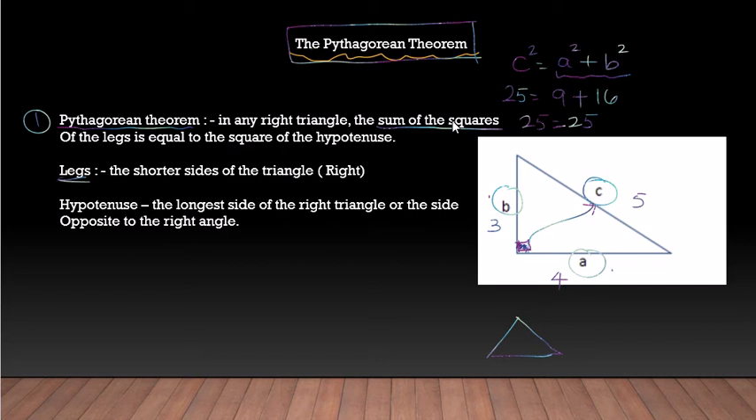Legs, as I already talked about before, are the shorter sides of the triangle. These two are the shorter sides. This is a leg, and that is also a leg. Their lengths can be different, but they are always shorter than the hypotenuse. The hypotenuse is the longest side of the right triangle, the side that is opposite to the 90-degree angle. So let's do some examples here.